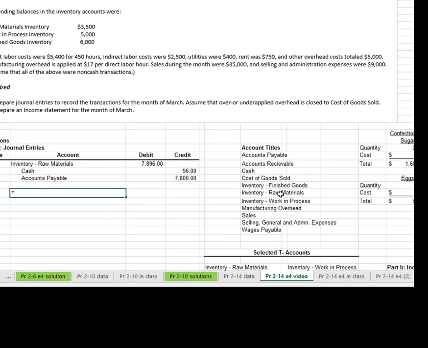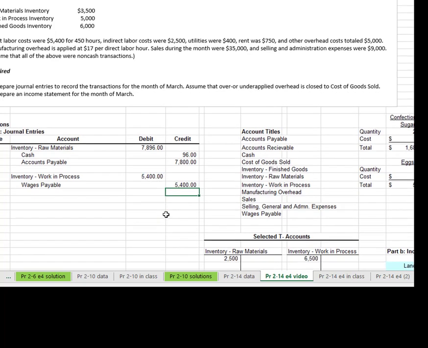Right? So I'm going to debit inventory work in process, and then I'm going to credit wages payable. We're just keeping it simple. We're not keeping track of any withholding or that type of thing because we're not focusing on that. Okay. And this amount is $5,400. And I'll just put it back over here. I'll use the equal sign because I want to type the information as little as possible.